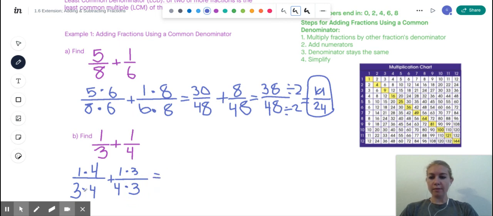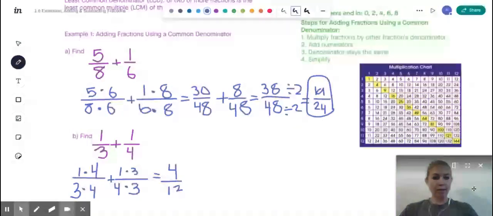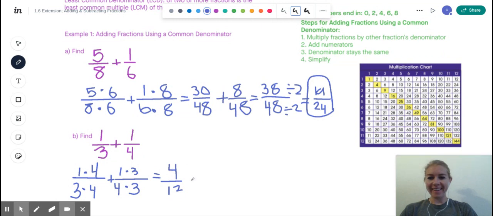All right, so let's go ahead and solve this first part here. 1 times 4 is 4. And 3 times 4 is 12. So we just found that 1/3 is equal to 4/12. They're equal fractions because we multiplied both the top number and the bottom number by the same number. Okay, sounds kind of silly. All right, let's go ahead and solve this one. So 1 times 3 is 3. And 4 times 3 is 12.